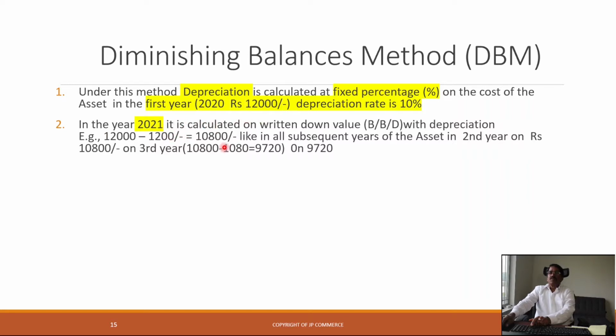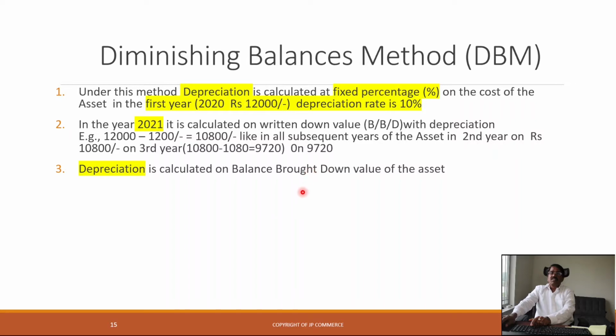In the year 2021, the second year, depreciation is calculated on 12,000 minus 1,200, that is 10,800, at 10 percent. So 10,800 minus 1,080 is equal to 9,720. In the third year, we have to calculate depreciation on 9,720 rupees, which is the balance brought down amount. Depreciation is calculated every year on the balance brought down value of the asset.